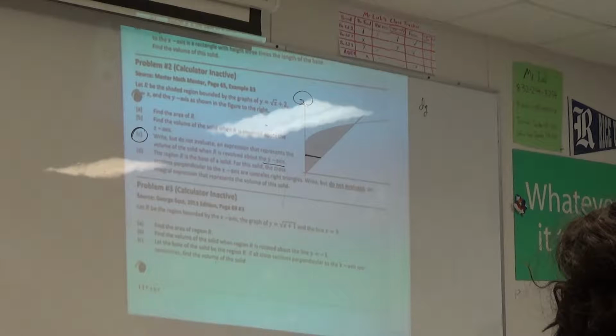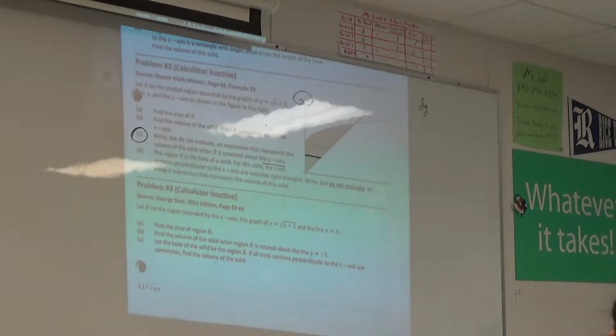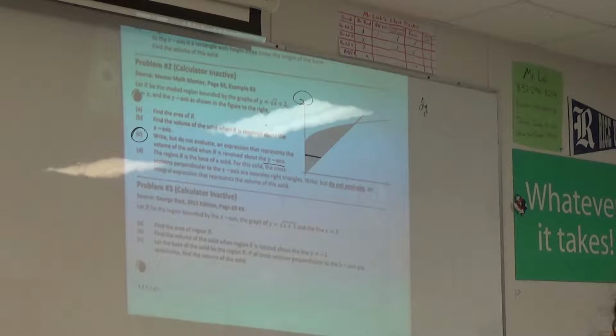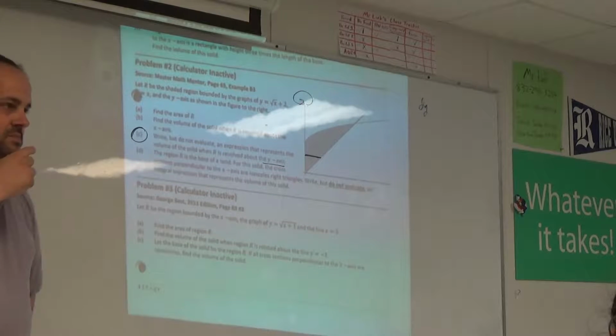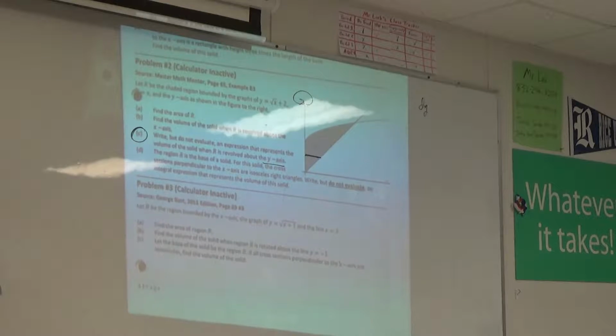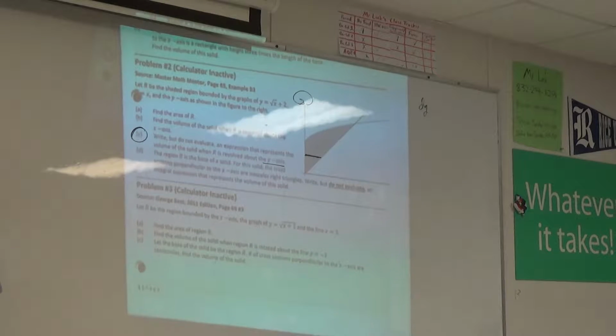Is this object hollow or solid? Hollow. Hollow or solid? Hollow. I've heard some solids. I say hollow. Depending on how you look at this, it's both. There's a part that's solid, and there's a part that's hollow.